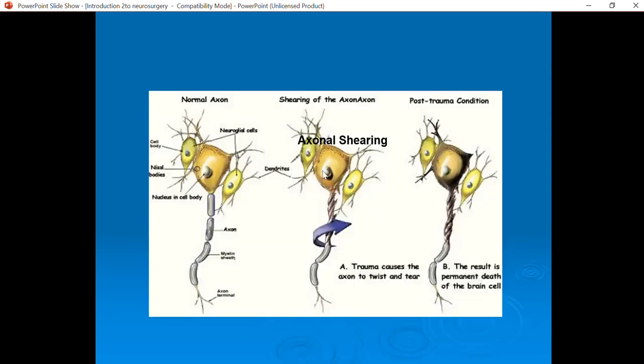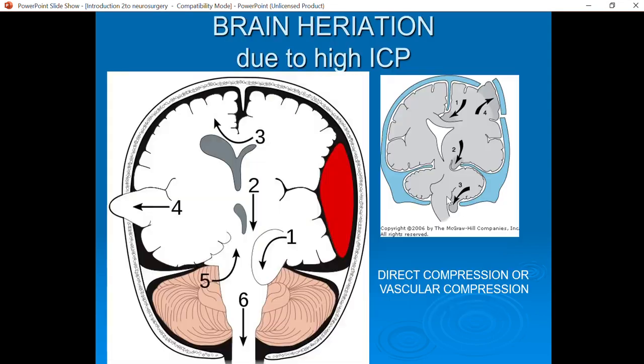Probably this is the best slide to show. This is the normal neuron with axon. When there is acceleration, deceleration, there will be rotation also. Injury to the axons, and ultimately the cell body will die.